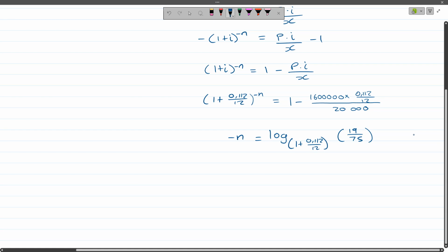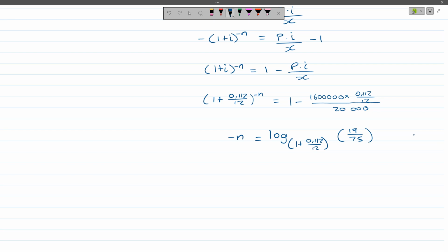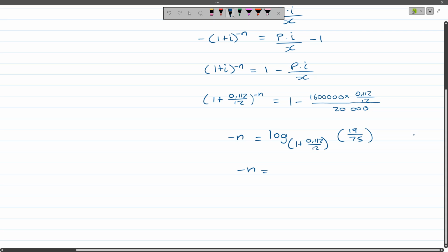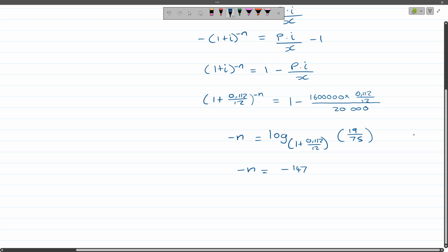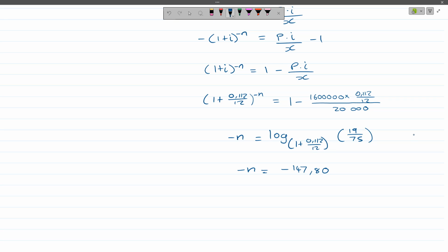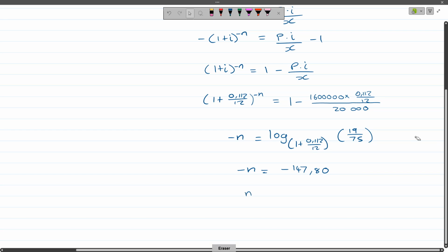And then we say that n, or minus n, will be equal to, if you take the log of this, a value of minus 147.80. That means you will be able to make 147 withdrawals of 20,000. So Tino would be able to make 147 withdrawals.